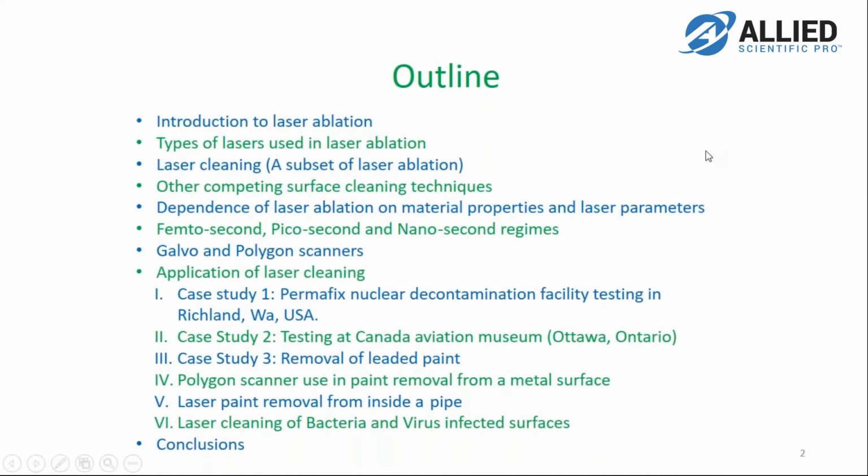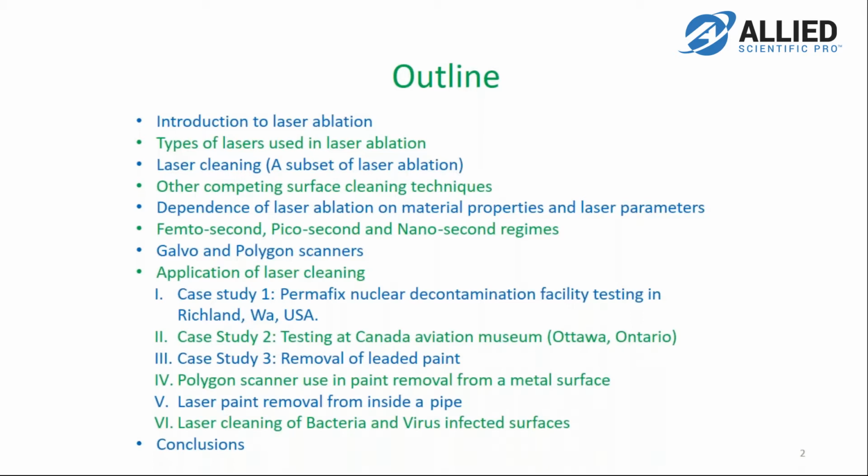Today, we will talk about laser ablation, the basic principles involved, and the types of lasers used in laser ablation. Then we will move on to laser cleaning, which is a subset of laser ablation. Laser ablation can include drilling, cutting, and many different applications, so laser cleaning is one subset. We will then compare it with other competing surface cleaning techniques, such as sandblasting, water jetting, etc.